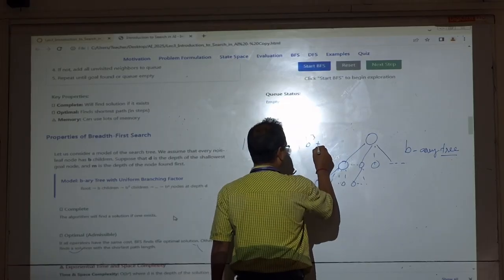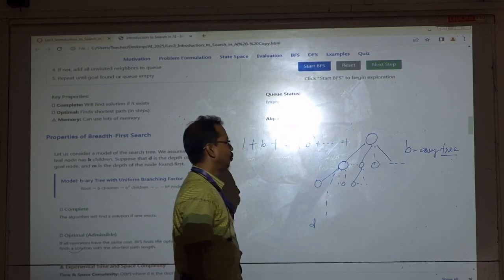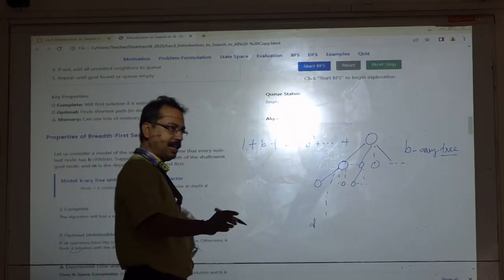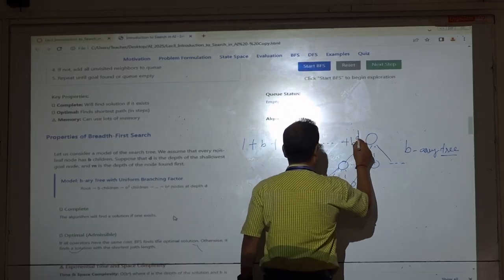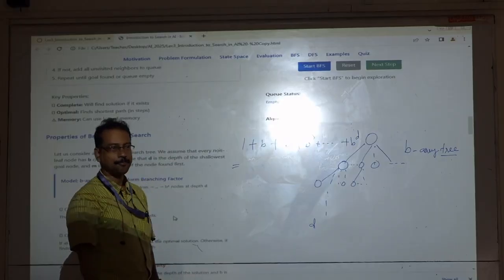So in this way, at depth d, what should be the number of nodes? b to the power d, if d is my last depth. So if I add it all, how much as per the formula?